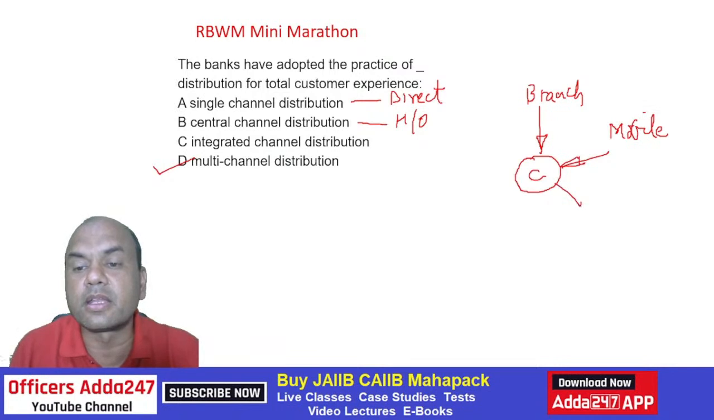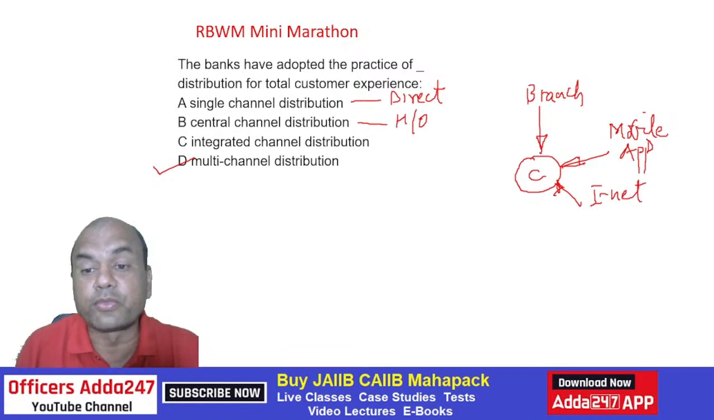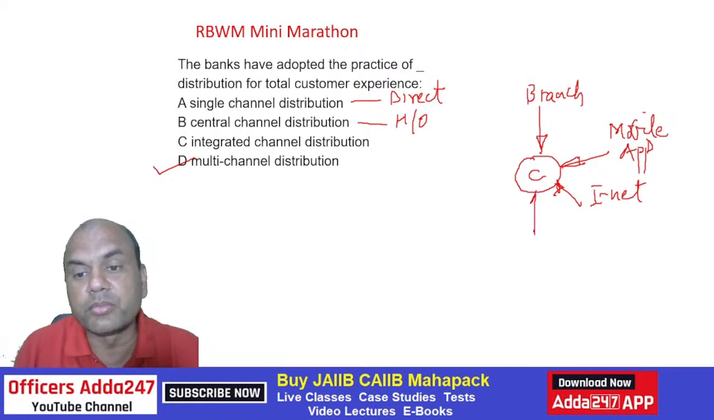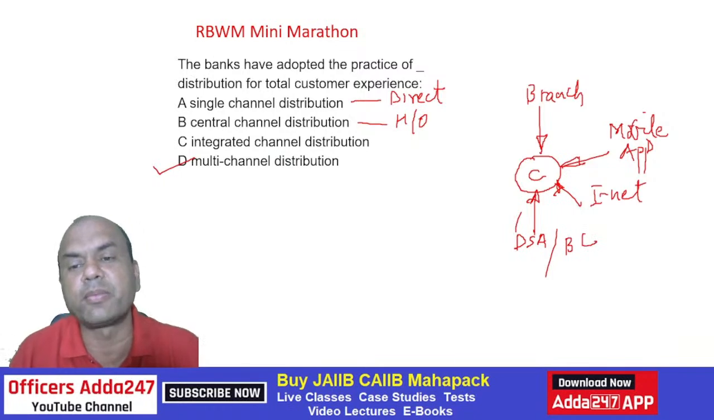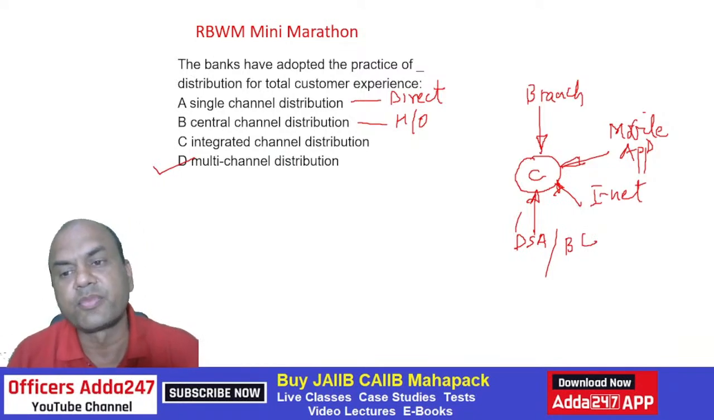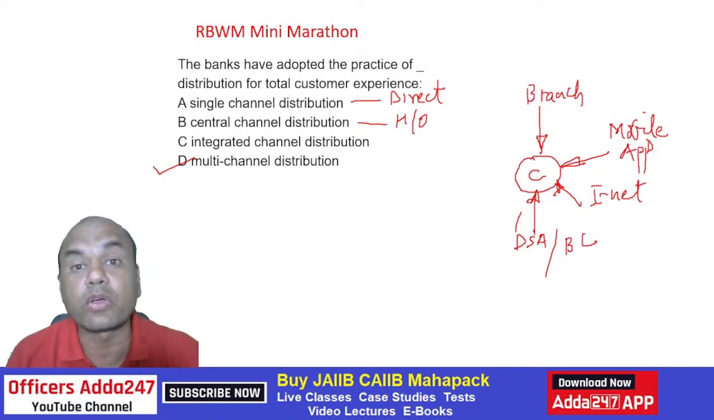Then third is internet, iNet. Fourth is app. Let's combine this to mobile only now. Then fifth, only over? No. Bank can reach through DSA also. We'll combine this DSA and BC, business correspondent, because nationalized banks have BC and private banks have DSAs. So branch, mobile, internet, DSA, then what all?